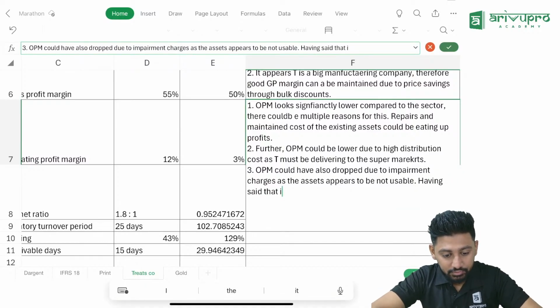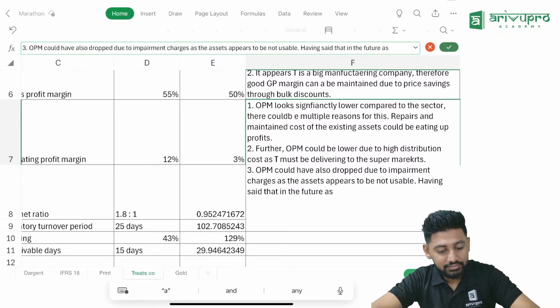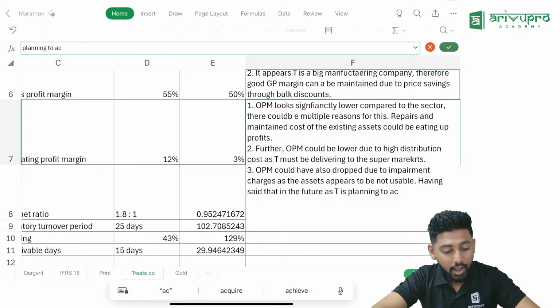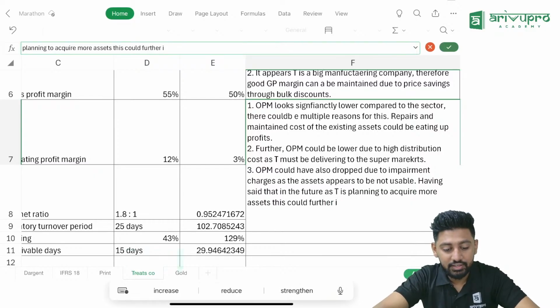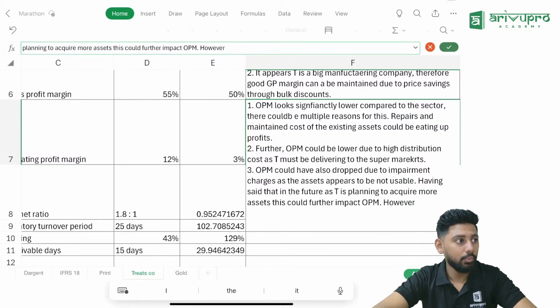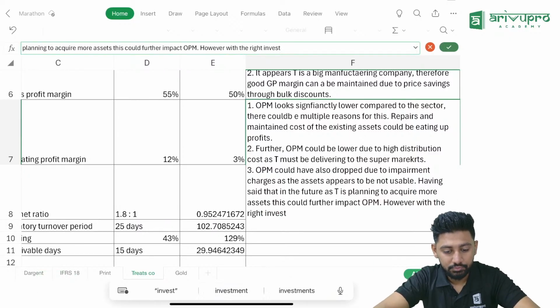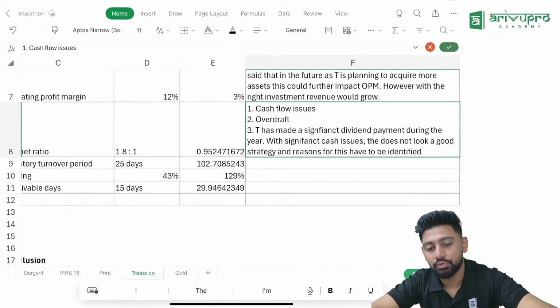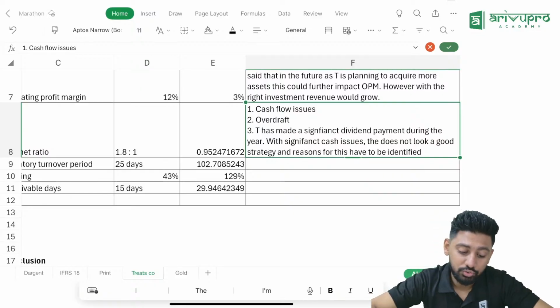Having said that, in the future, as T is planning to acquire more assets, this could further impact operating profit margin. However, with the right investment, revenue would grow. I'm saying, look, revenue will also have to grow. Are we clear?